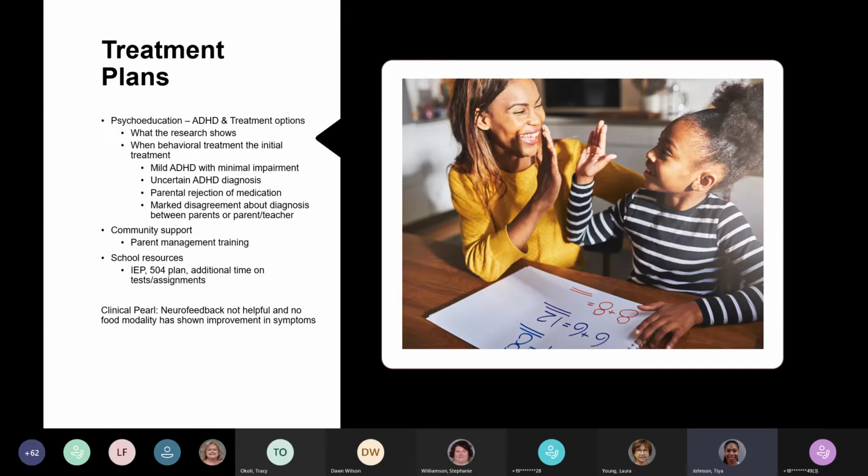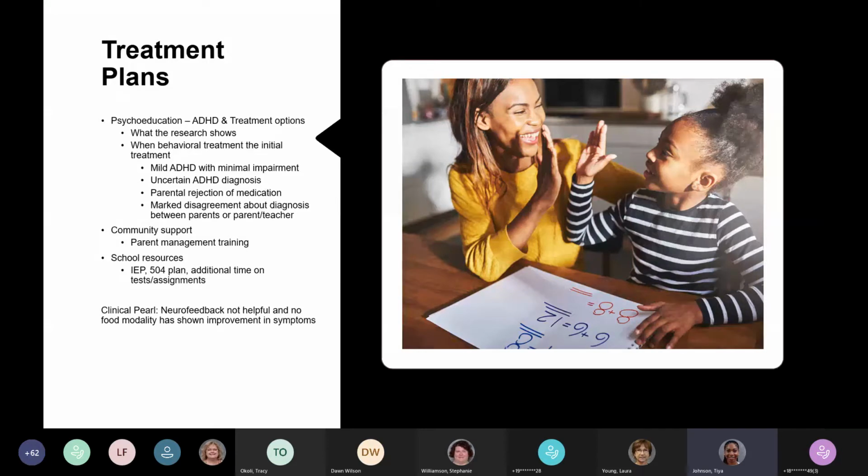And then you can also do behavioral treatment as the initial treatment when there is a marked disagreement about the diagnosis between parents, so mom and dad don't agree, or between parents and teachers. So if again, that situation of their symptoms at home but not at school, or vice versa, and the parents and teachers are not on the same page as far as diagnosis, you may want to consider behavioral treatment as the initial treatment option.